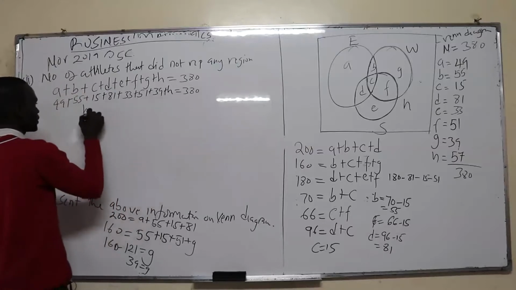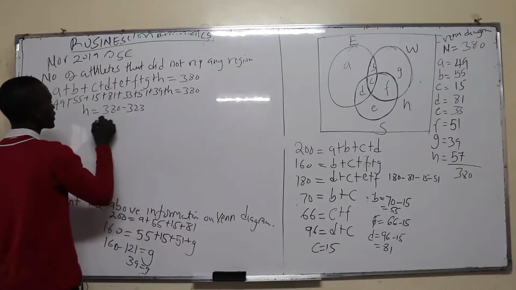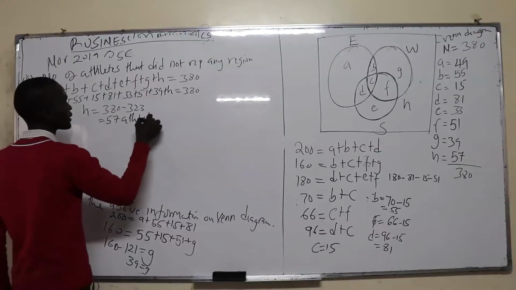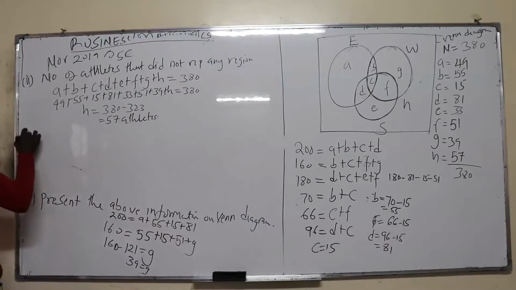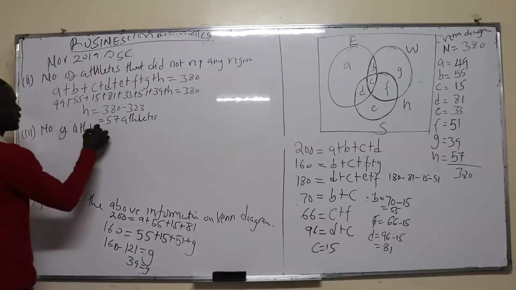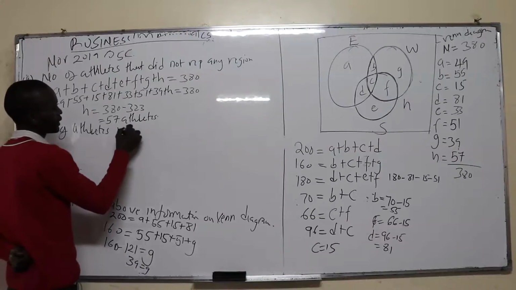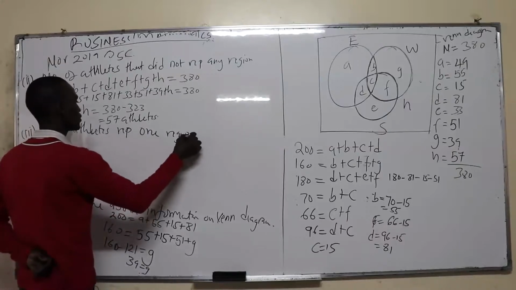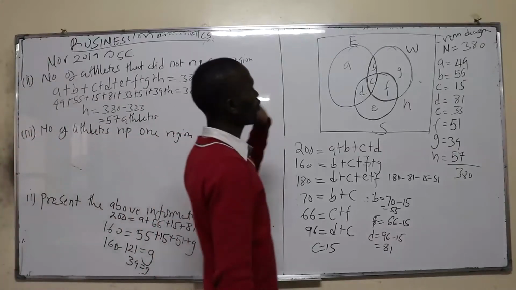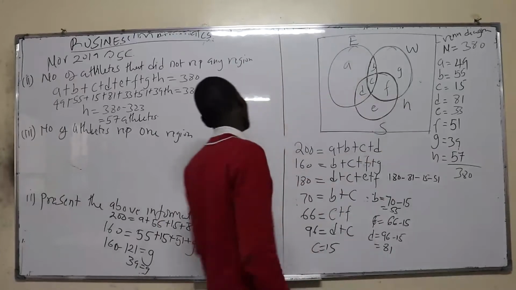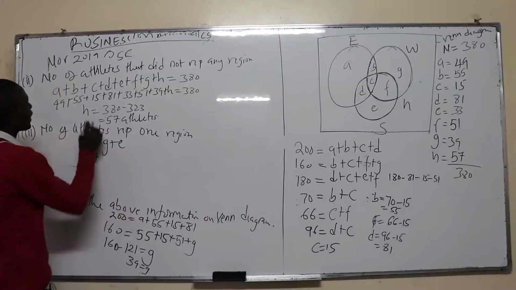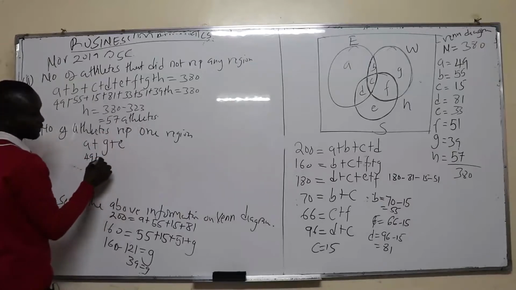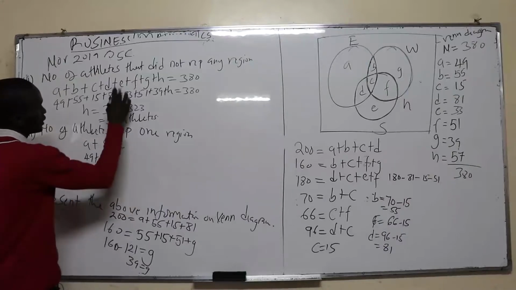So if you add this, they have to give you 380 plus 51 plus 39 plus 81 plus 15 plus 55 plus 49, they are giving me 323, then minus this answer, 380. So our H, those athletes that did not participate or did not come from any region, were 57.